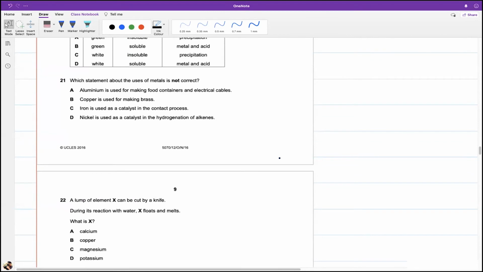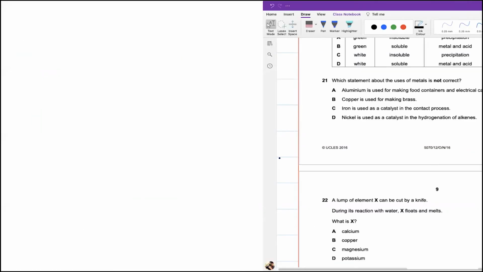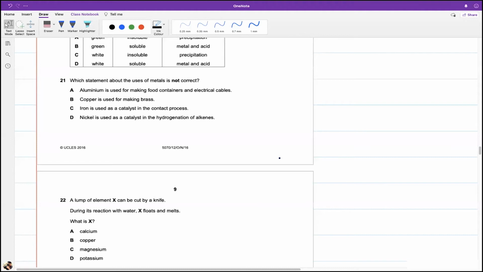All right. Which statement about the uses of metals is not correct? All right. Aluminium is used for making food containers and electric cables. Food containers तक तो बात ठीक है. Electric cables, aluminium is not a good choice for that. Copper is used for making brass. I don't think so. Copper is not used in making brass. Iron is used as a catalyst in contact process. No, iron is used as catalyst in Haber process. Nitrogen and hydrogen वाला. Contact process में we use vanadium 5 oxide.